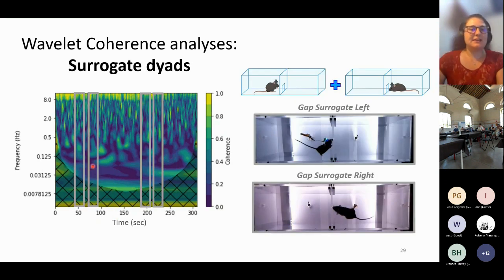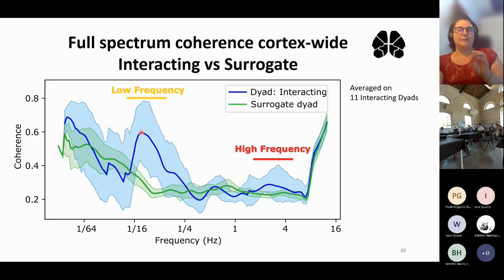And the same thing was done for the surrogate dyad, a condition in which the subject goes to the gap, but the other chamber is empty. And after this segmentation, we obtain the full spectrum of coherence distributed over the entire cortex.